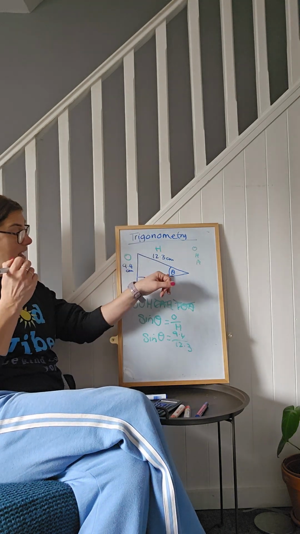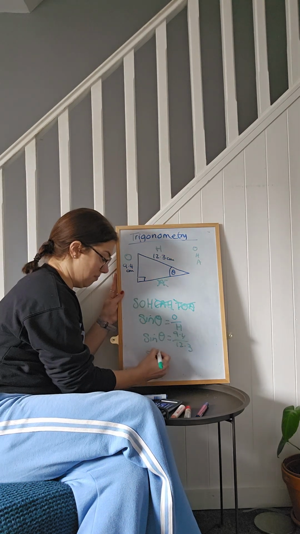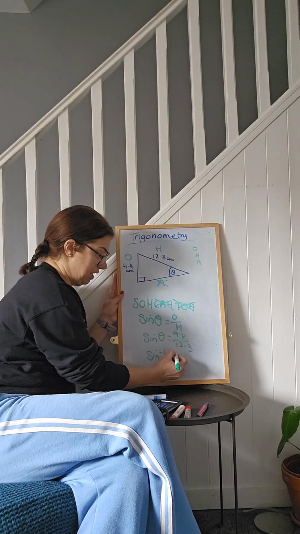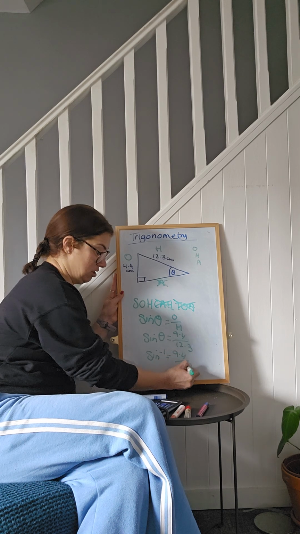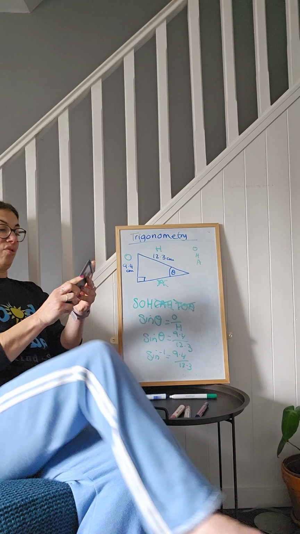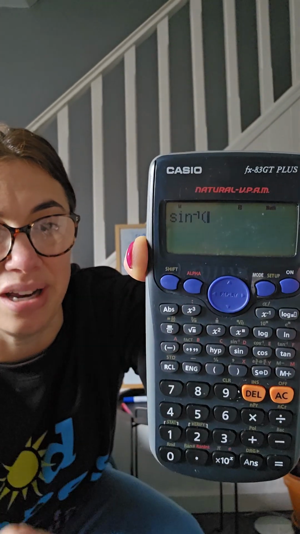Now, when we're looking at angles, we use the inverse on our calculator. So you might see that it looks like a sin to the minus 1 of 9.4 divided by 12.3. So on my calculator, and I've got an absolute classic here. Okay, so as we look, we have got our sin or sine, cos, tan buttons. If we wanted to use them normally, we'd just push them. But for this one, we're going to have to use shift. So I've got shift and sin brings me to the minus 1.